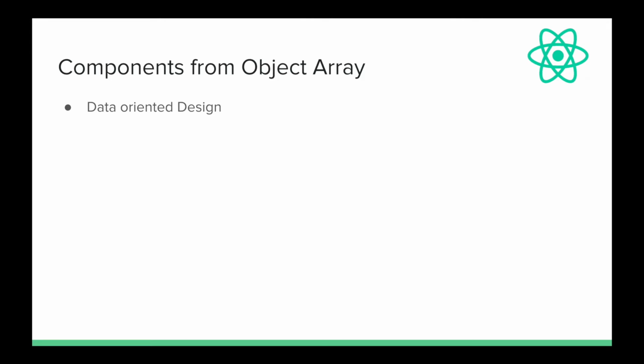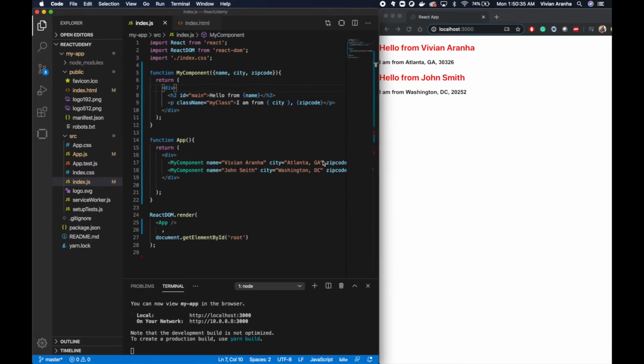Today we will look at how to build components from an object array, which I call data-oriented design, where you have the data and, based on the amount of data that you have, you build more components. So it's more like creating a loop: depending on how many objects you have, that many components you want. So how do we do that in React?